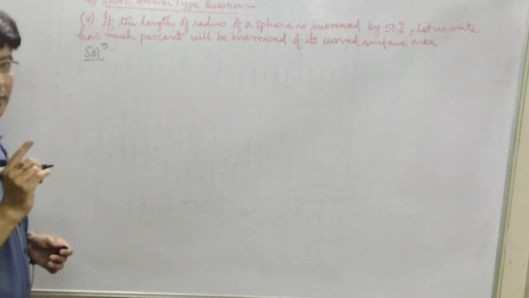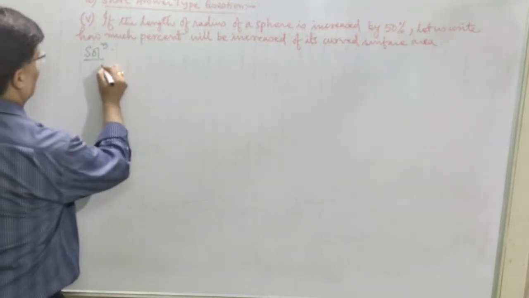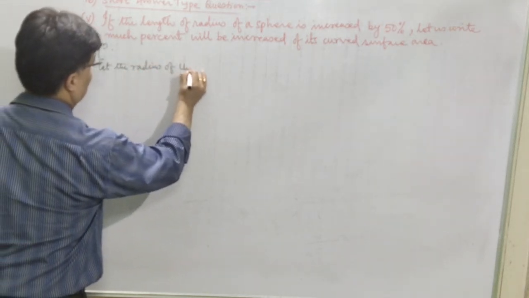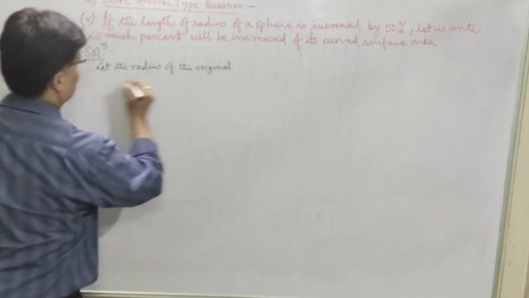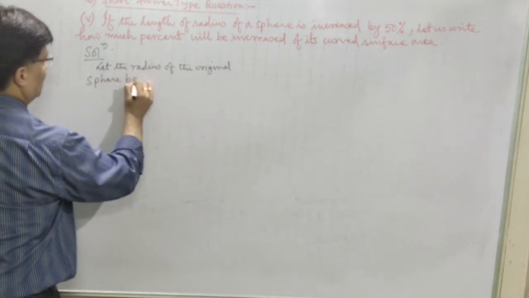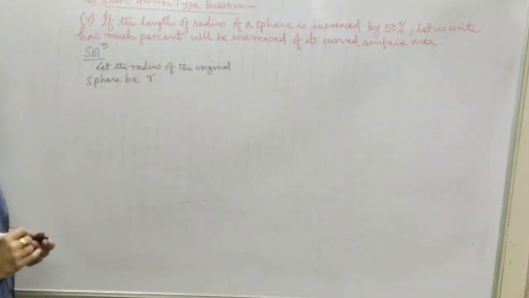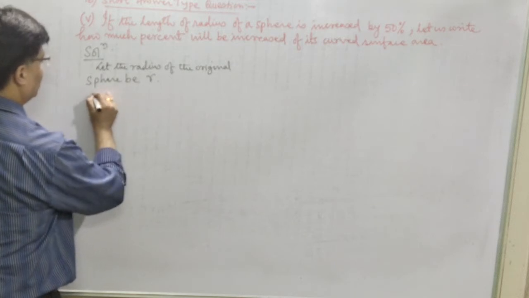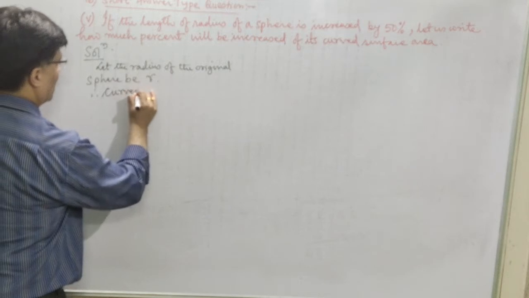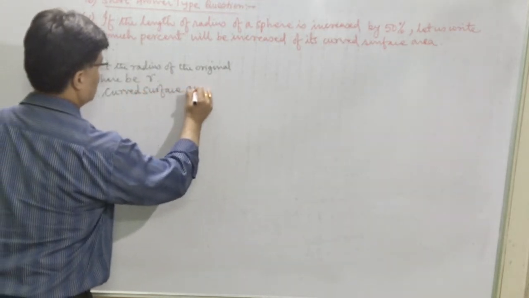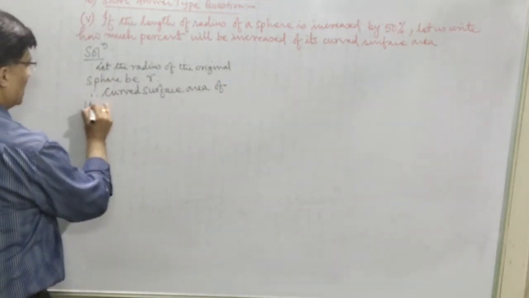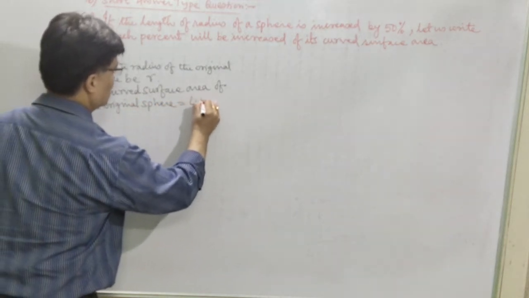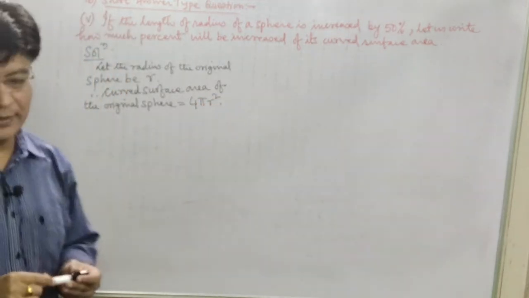So let us assume the radius of the original sphere. Let the radius of the original sphere be r. So let us find its curved surface area. Therefore, curved surface area of the original sphere is equal to 4 pi r square. Is that clear?